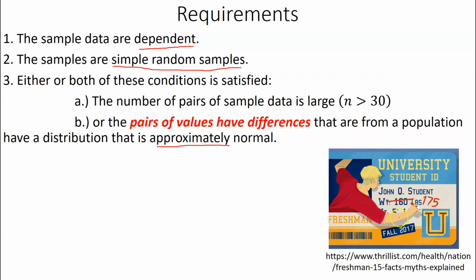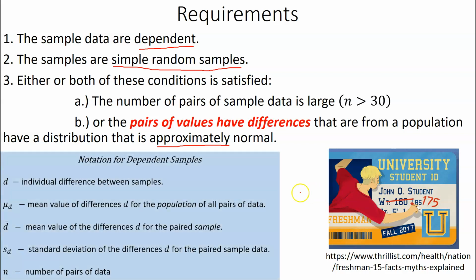This is an example here. We talked earlier about the freshman 15. Okay, so this guy gaining 15. You've got a before, you've got an after, and it's the same person, so obviously it would be dependent.